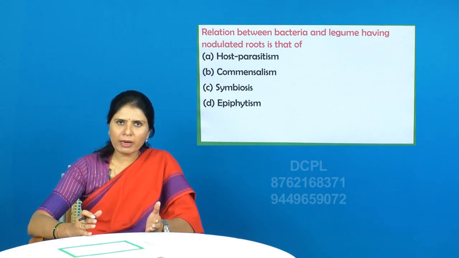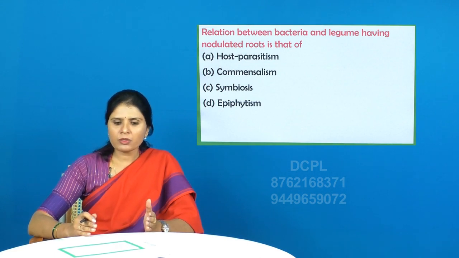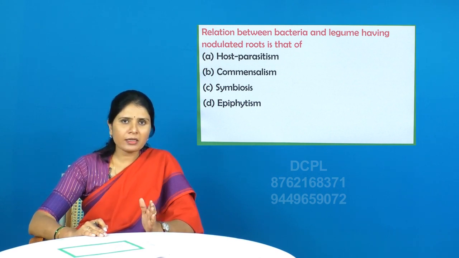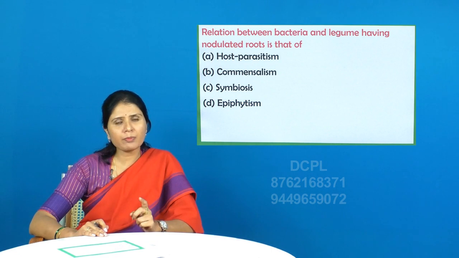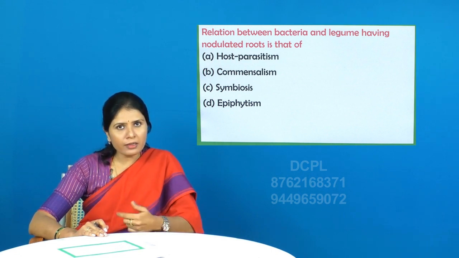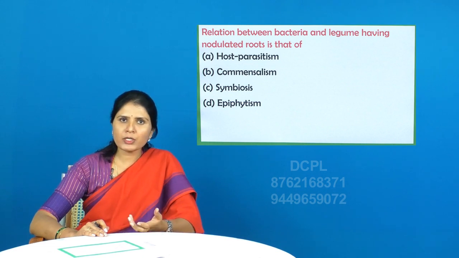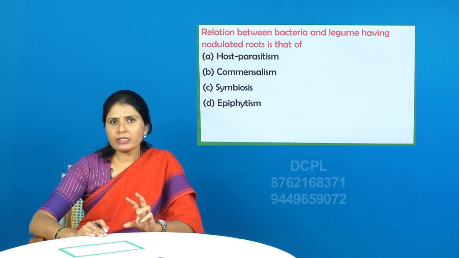What exactly is host parasitism? Host parasitism is a relationship where the host is harmed and the parasite is benefited. So, the host parasitism relation cannot exist between the bacteria and the leguminous plants. Why? Because the bacteria residing in the nodulated roots of the leguminous plants help in nitrogen fixation, and in turn the bacteria are provided shelter by the leguminous plants, and the plants benefit from the fixation of nitrogen. So, neither is harmed; both are benefited in this relationship.